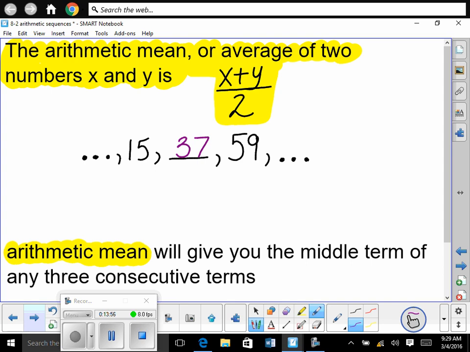Yes. So would the number that you divided by be the number of... Yes. Good point. Yes, the number, it would. So once again, that's called a mean, which means average. So the arithmetic average will give you the middle term of any 3 consecutive terms. So you can do it either way, however you want to think through it.